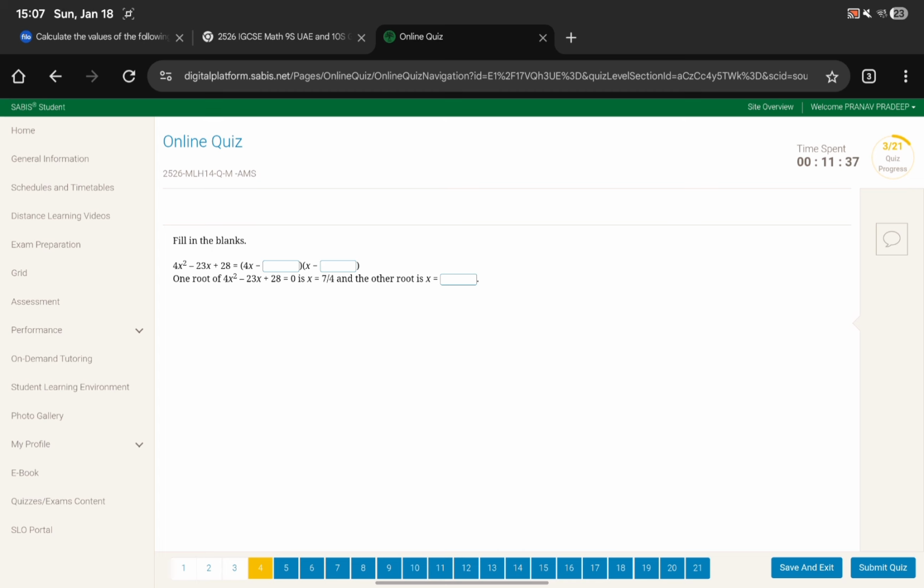4x squared minus 23x plus 28 equals. Now here again, if you want you can just use your calculator, or I'll also solve it using the formula. Just go to your calculator, go to that same formatting, and put the values 4x squared minus 23x plus 28. If you plug these values in your calculator, you'll get x1 equals 4 and x2 equals 7 over 4.